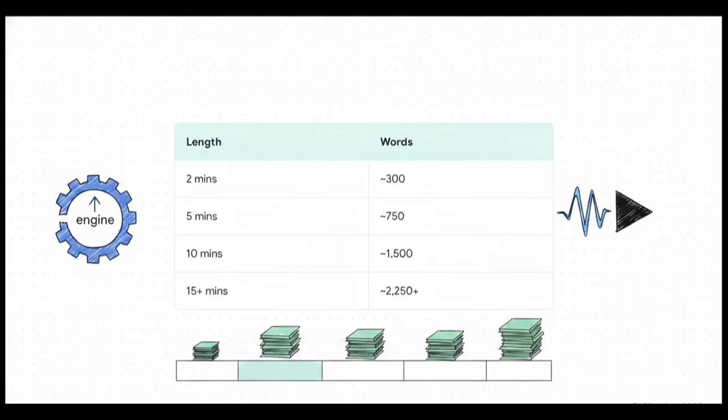Now, let's talk about the actual math of video pacing for a second, because the engine handles it beautifully. It uses a strict mathematical approximation to make sure you never overwrite or underwrite. For example, if you ask for a 2-minute video, it targets about 300 words. A 5-minute video scales up to about 750 words. If you're doing a 10-minute explainer, it's going to hit around 1,500 words. And if you ask for a 15+ minute masterclass, it'll generate roughly 2,250 words or more. The point is, you know exactly what you're stepping into before you even turn your camera on.